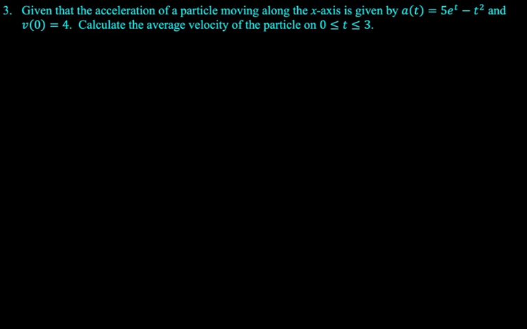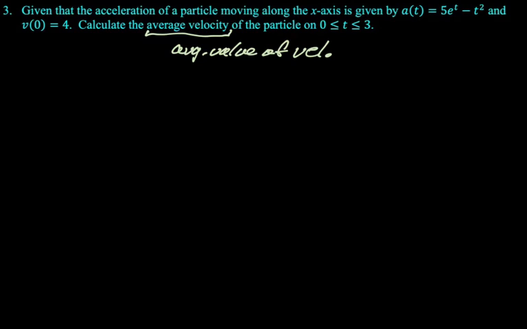All right, next up. Given that the acceleration of a particle moving along the x-axis is given by a of t equals 5 e to the t minus t squared, and v of 0 equals 4. So that's what we're given. Calculate the average velocity of the particle on 0 to 3. Okay, so average velocity is asking for the average value of velocity. To find the average value of velocity, I'm going to need to know the velocity function.